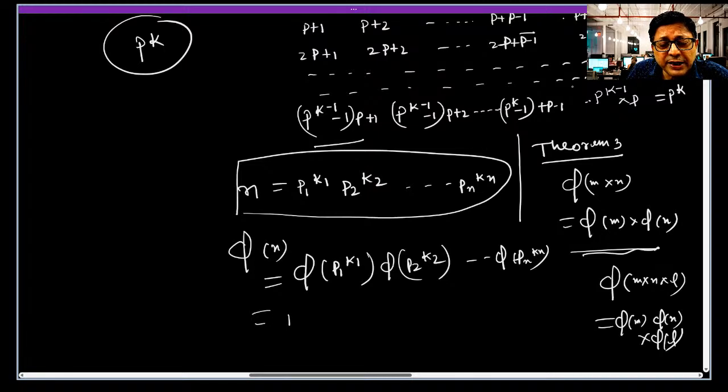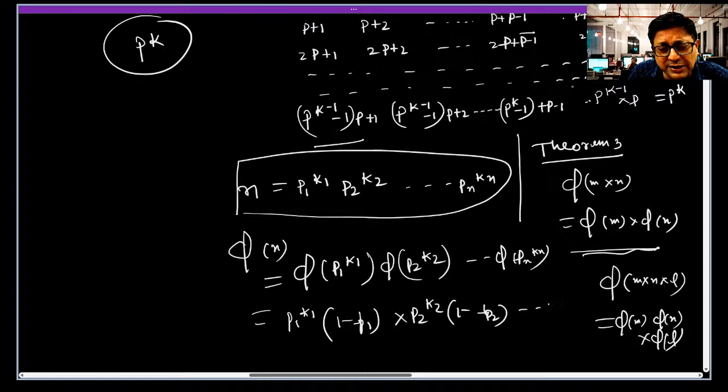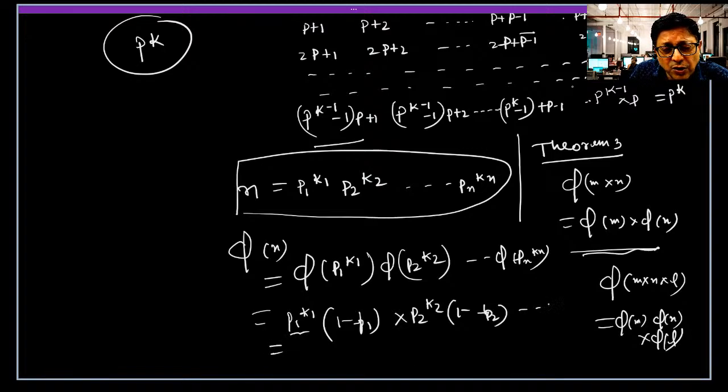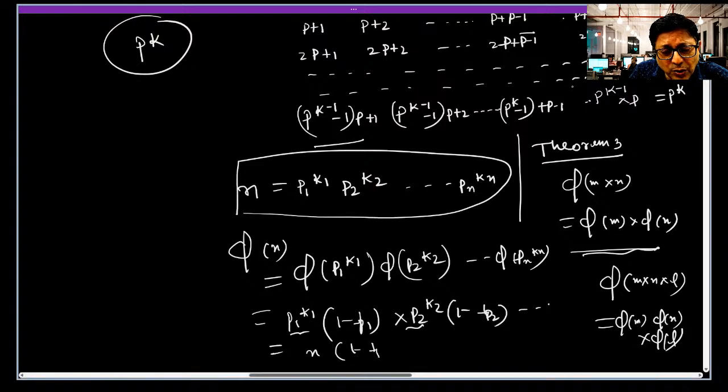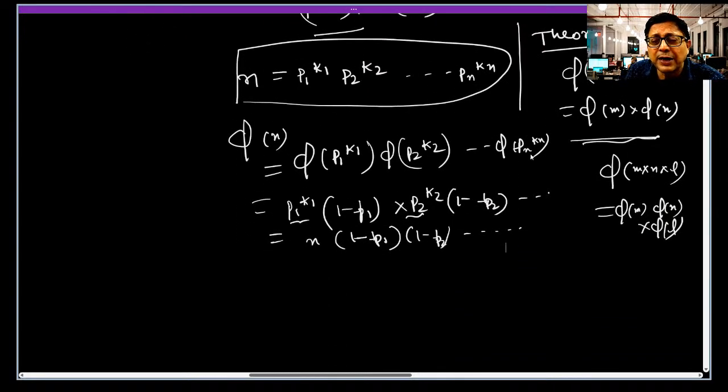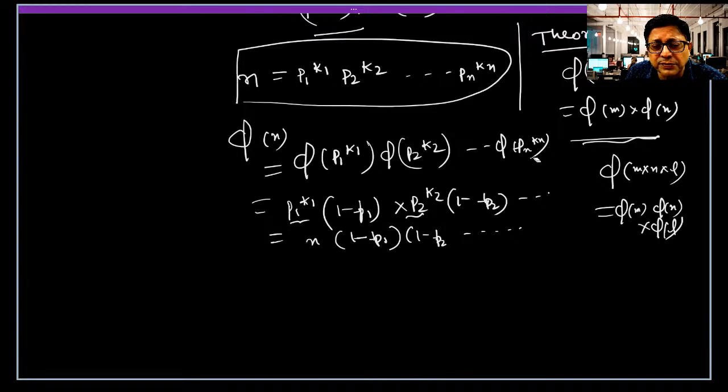Okay, so this will be p1 to the power k1 into 1 minus 1 by p1, p2 to the power k2 into 1 minus 1 by p2, like this. So if you multiply all these, n is coming over there, 1 minus 1 by p1 into 1 minus 1 by p2, it continues this way. Okay? I am taking one example now, it will be better understood by you.